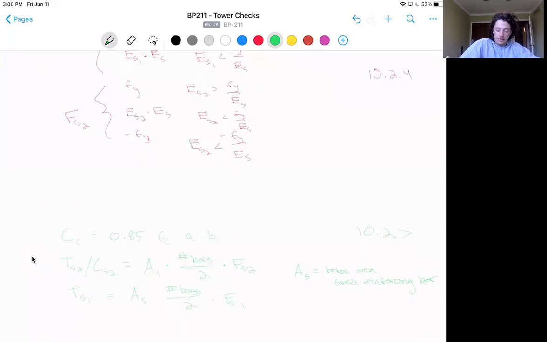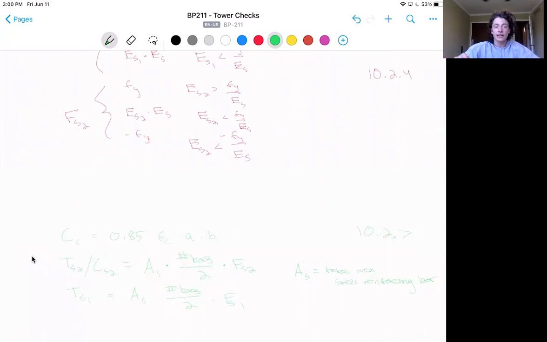So to reiterate, it's the area of the steel multiplied by the ratio of the number of bars in the bottom or top, or the total number of bars divided by 2, because there's an equal amount on the bottom and top, multiplied by the stress in those bars. And if you do a dimensional analysis, you'll see how this just gives a force.